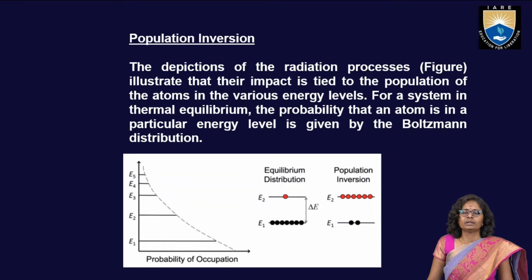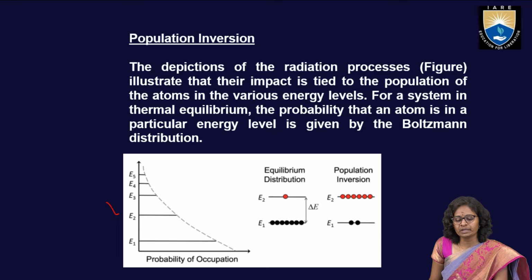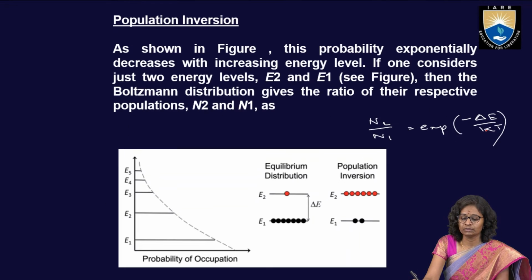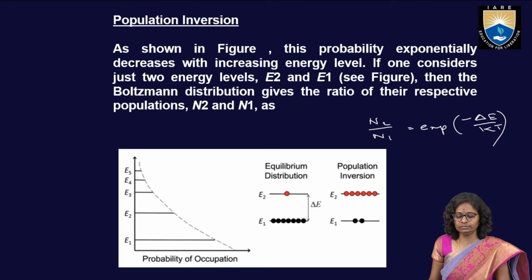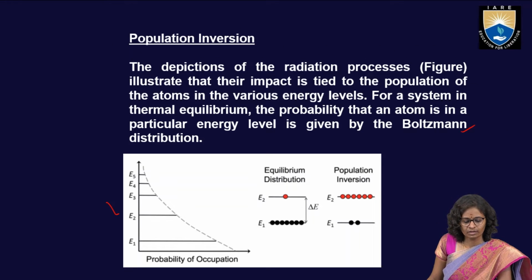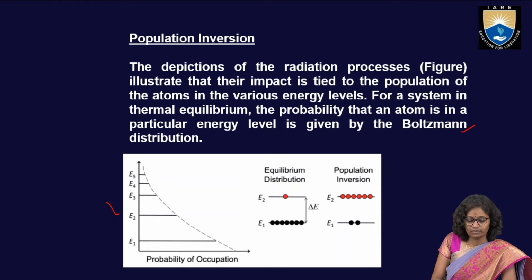Population inversion. The depiction of the radiation processes you can see here illustrates that the impact is tied to the population of the atoms in the various energy levels. For a system in thermal equilibrium, the probability that an atom is in a particular energy level is given by the Boltzmann distribution, which is equal to n2 by n1 equals exponential of minus delta E by kT. This is the equilibrium distribution.